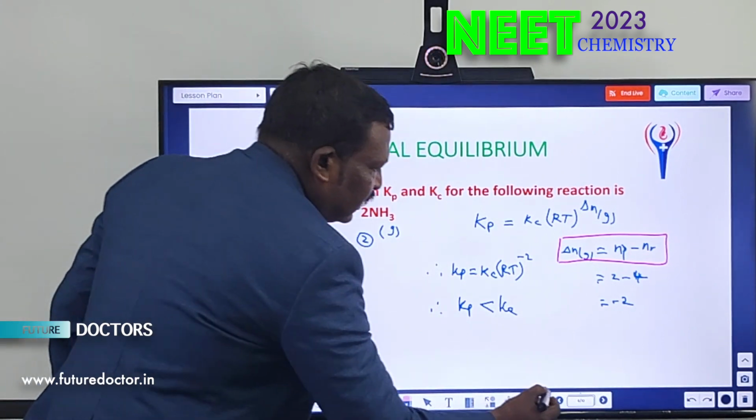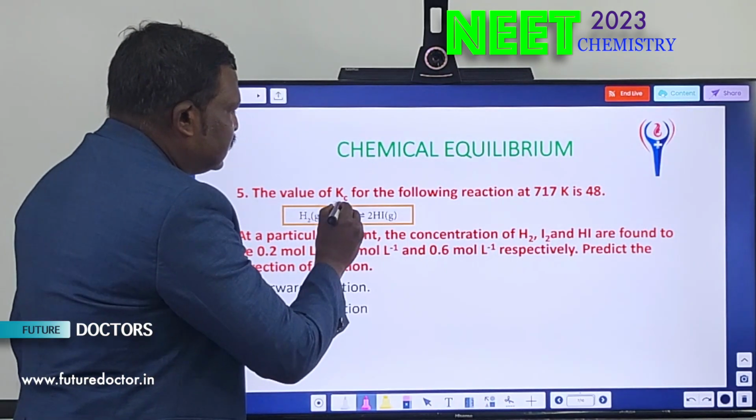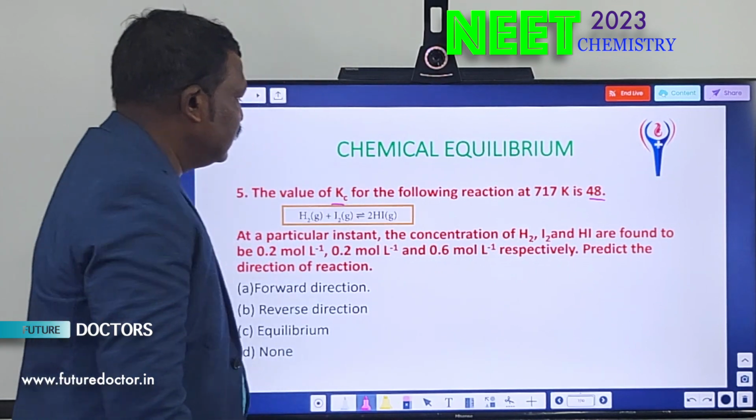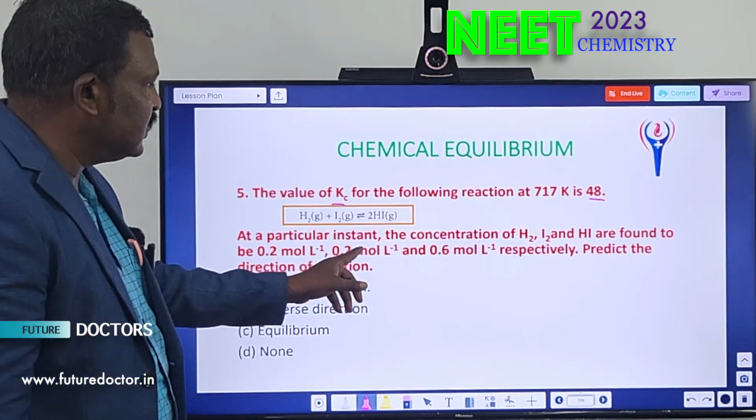Right. Next one. Here the Kc value is given. Kc is 48. Understood? Then one equation is given. In this equation, the concentrations are also given.